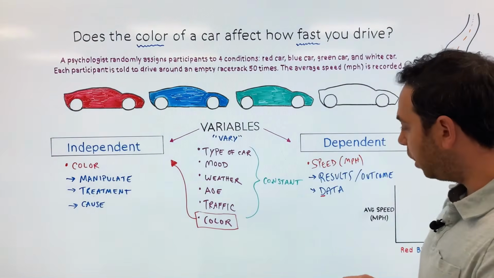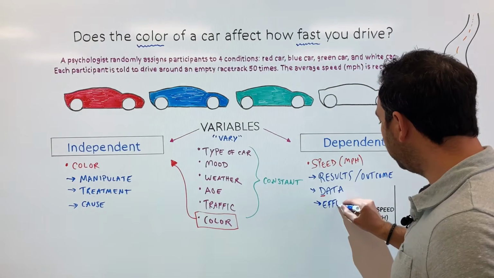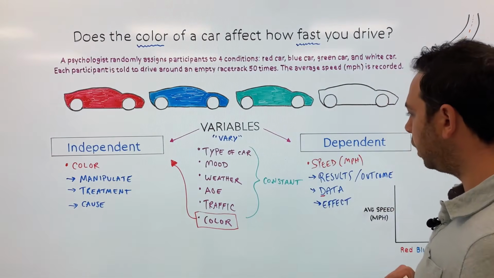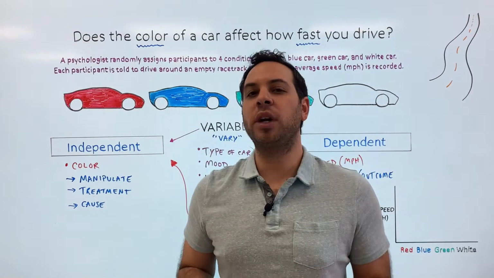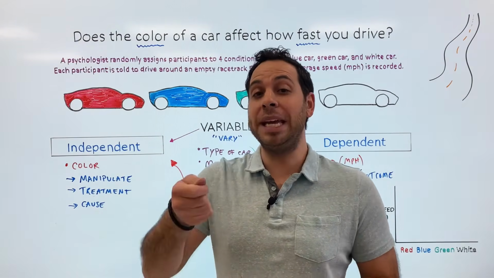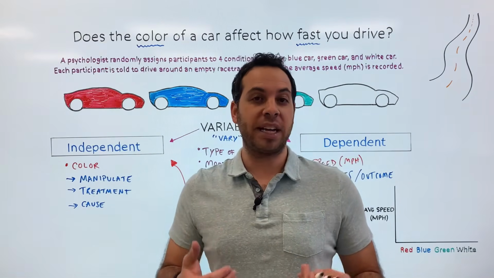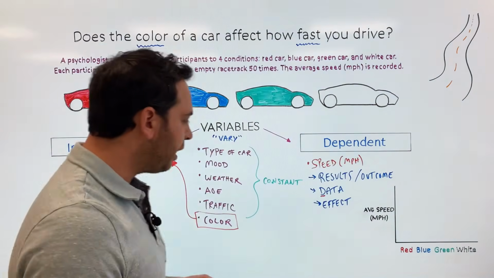And instead of the cause, we have the effect, cause and effect. So this is just a nice way to distinguish the dependent and independent variables. All right, so what if you actually wanted to see the results of the study, right? How do we know if the independent variable had some impact on the dependent variable? In this case, does the color of a car impact how fast somebody drives? Well, here's kind of a general rule of thumb.